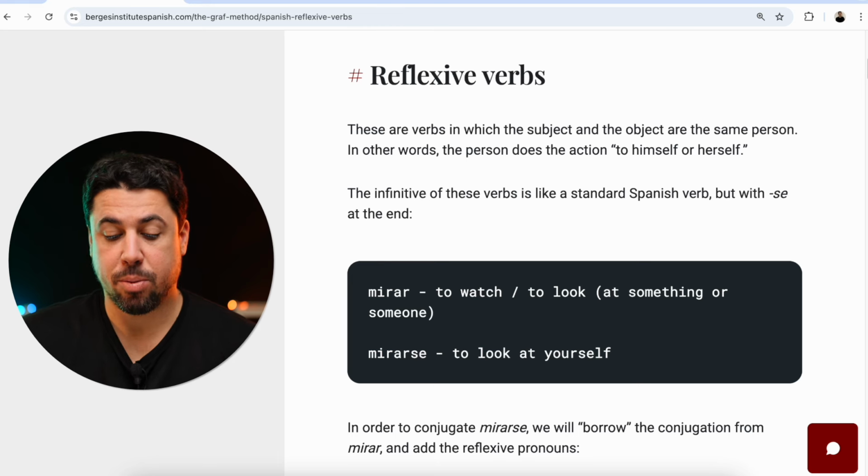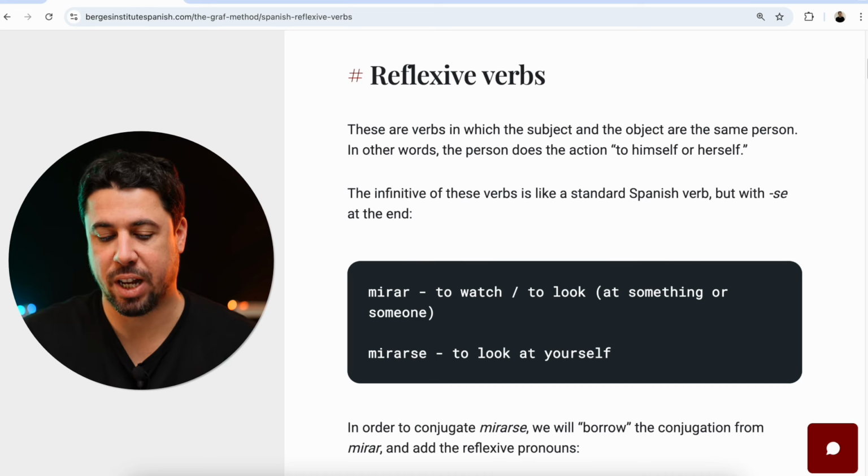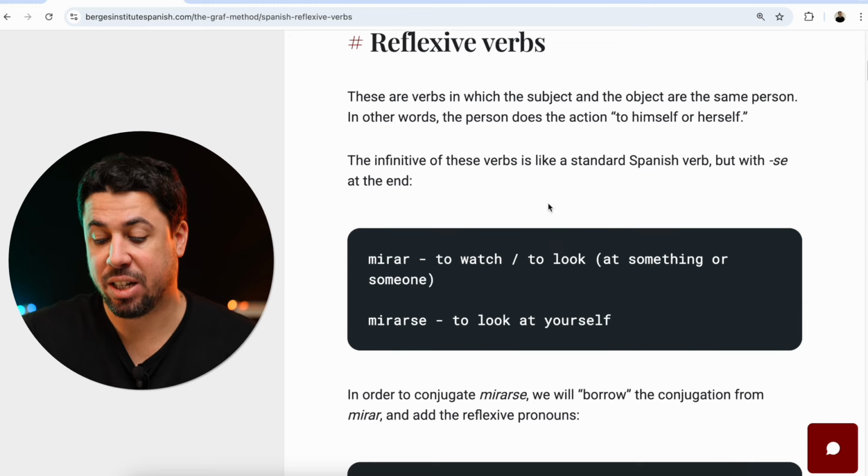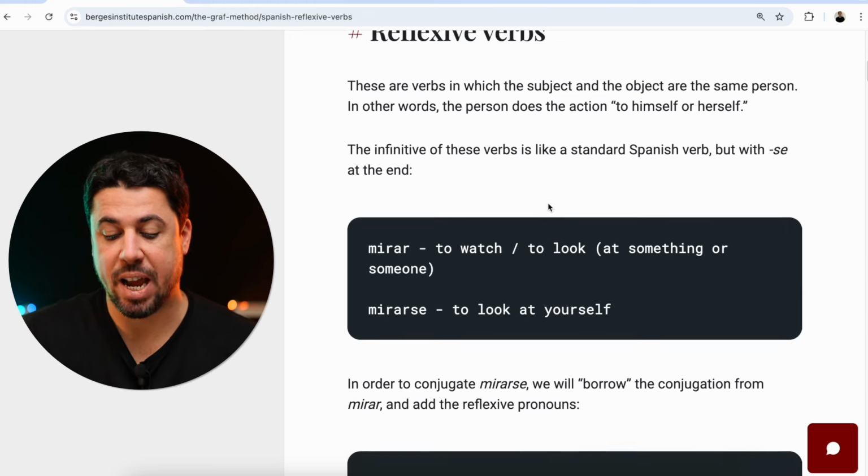So reflexive verbs are verbs in which the subject and the object are the same person. In other words, the person does the action to himself or to herself. And the infinitive of these verbs is like a standard Spanish verb, but with se at the end.